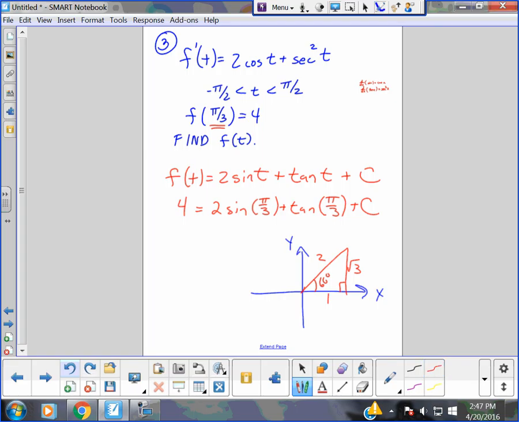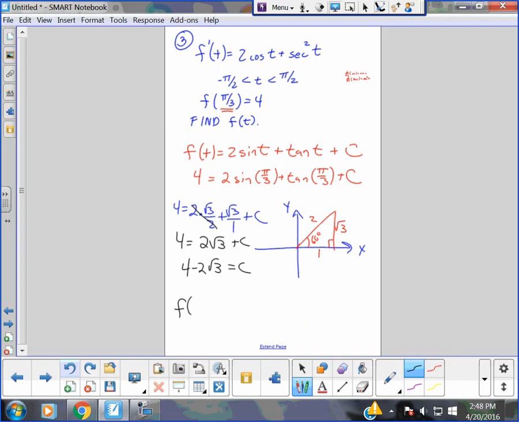So a little bit of work here. I got 4 equals 2 times sine of pi over 3 is square root of 3 over 2. The tangent of that is square root of 3 over 1, and I still have the plus c. I do my math. I get 4 equals, this cancels, 2 square root of 3 plus 2 is 2 square root of 3. So the constant is just annoying. Constant is 4 minus 2 square root of 3. All I have to do now is write the function f of t equals 2 sine t plus tangent t plus 4 minus 2 square root of 3.